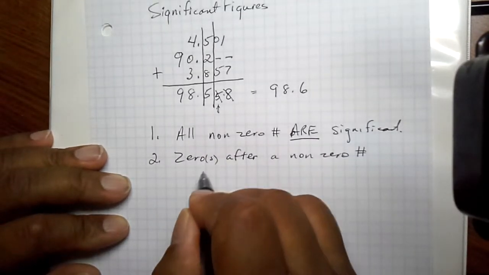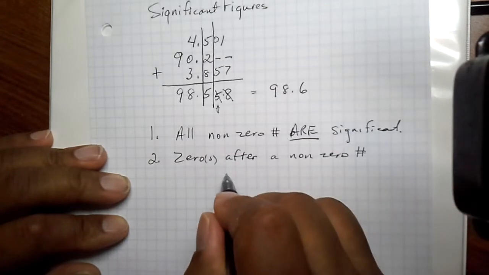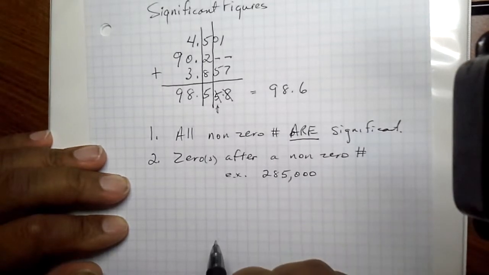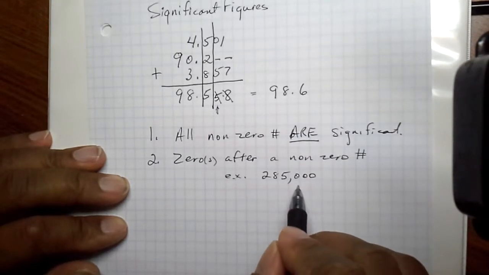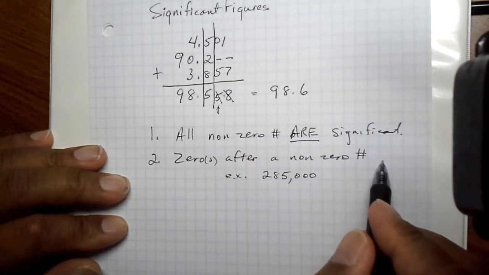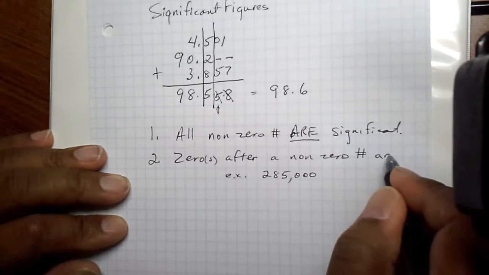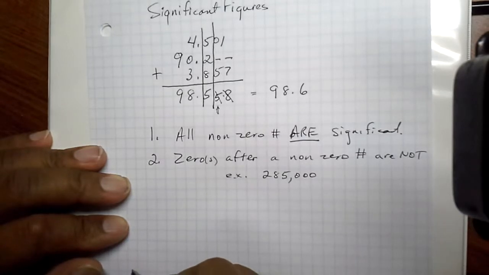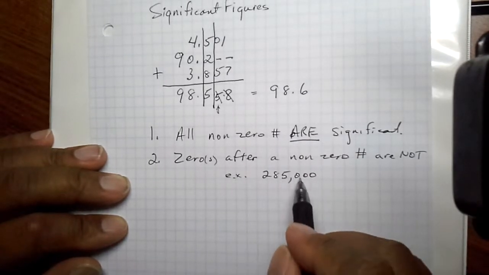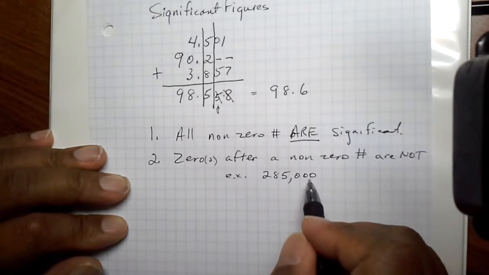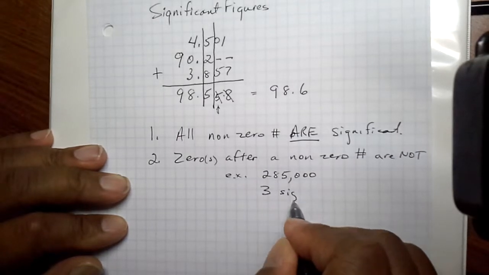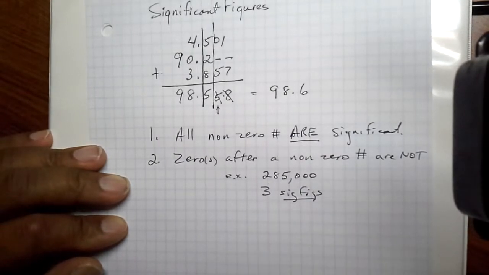Okay, zeros after a non-zero number, for example 285,000. These zeros are not significant because zeros after a non-zero number are not significant. So that means that if I were to add up numbers and there are zeros at the end, I don't consider rounding in these places. I go to this place. So there are actually 3 sig figs in this number: 2, 8, and 5.